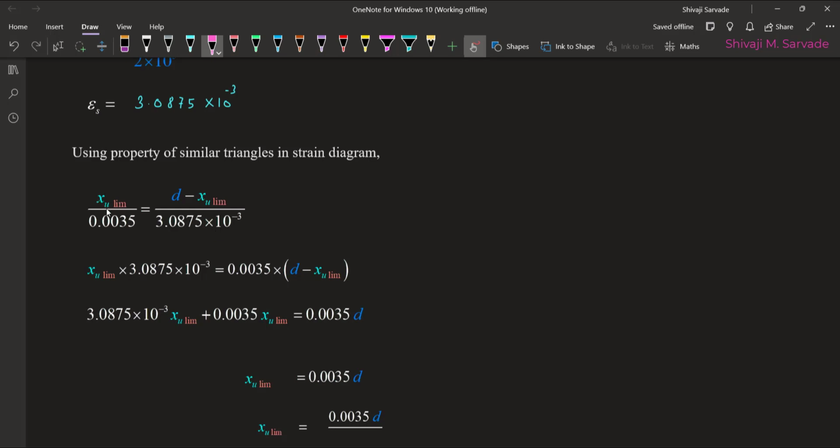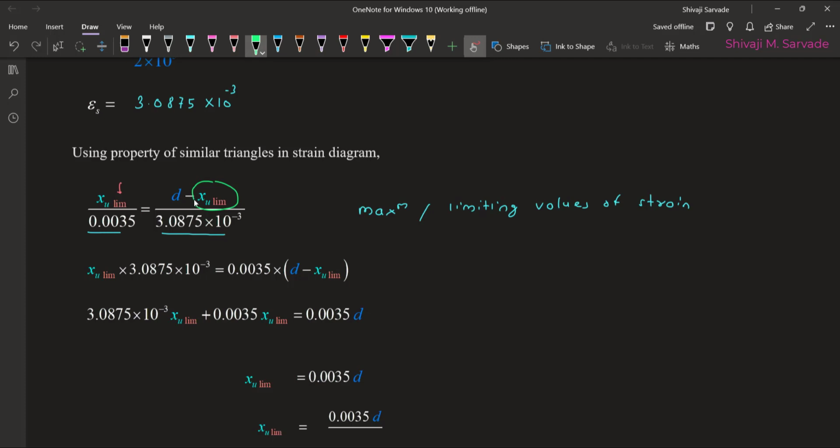So we'll go down and write it in detail that we have the property of similarity of triangles, and we can write Xu divided by 0.0035. Now if you recall, I have substituted the limiting values because these two strains are maximum, or in other words, the limiting values of strains, and this is evident from the strain diagram we just saw. So I am interested in getting the value for Xu limiting.